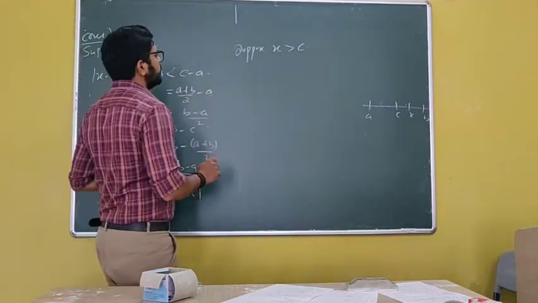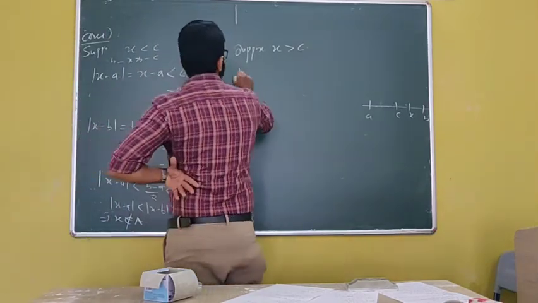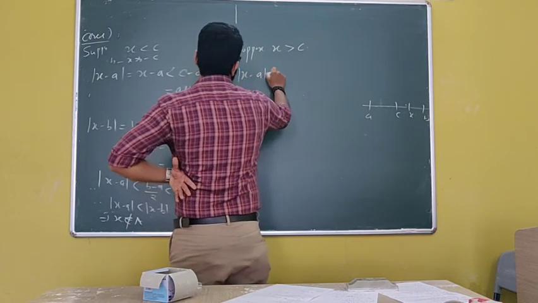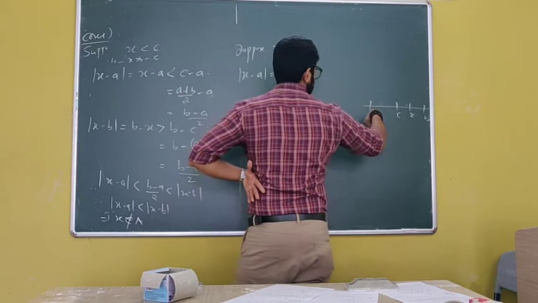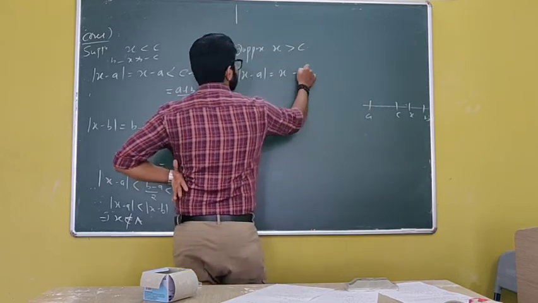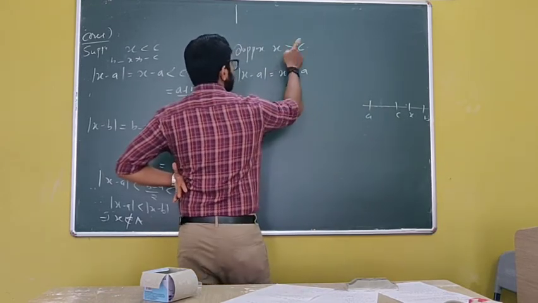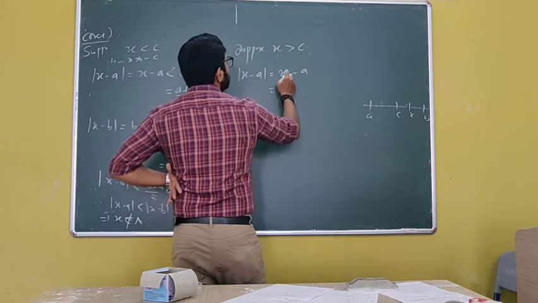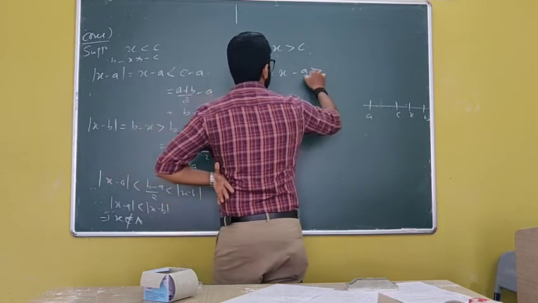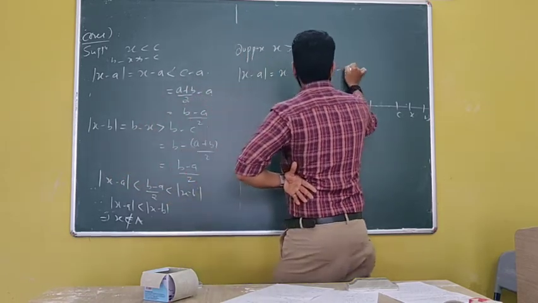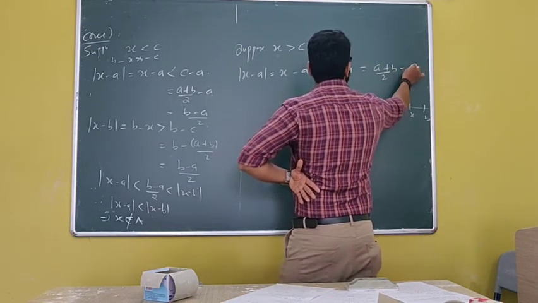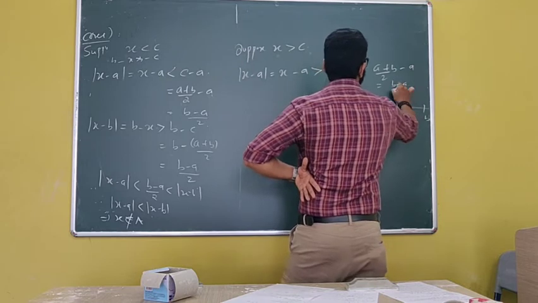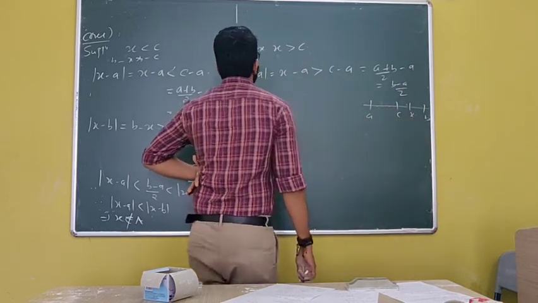So suppose x is greater than c. What happens to x minus a? Same contradiction we will get. If x is here, x minus a would again be positive. So this is x minus a, right? Subtract a, this would be bigger than c minus a, which is equal to (a plus b) by 2 minus a, so this is (b minus a) by 2, right?